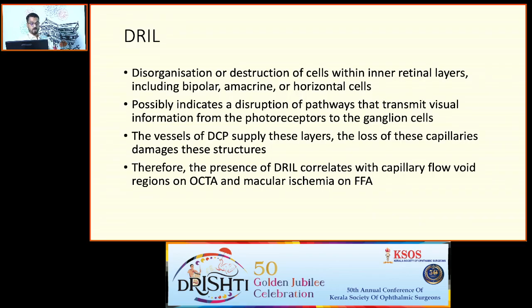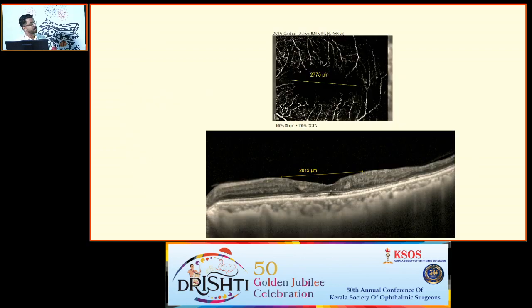Disorganization or destruction of cells within inner retinal layers, including bipolar, amacrine, or horizontal cells. It possibly indicates a disruption of pathways that transmit visual information from the photoreceptors to the ganglion cells. The vessels of the deep capillary plexus supply these layers, and the loss of these capillaries damages these structures. Therefore, the presence of DRIL correlates with the capillary flow void regions on OCTA and macular ischemia on FFA.